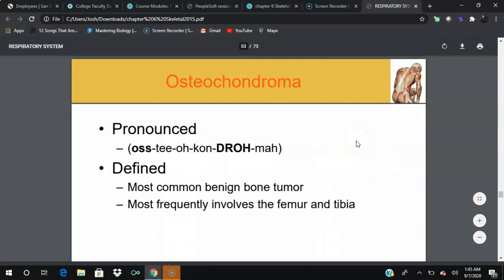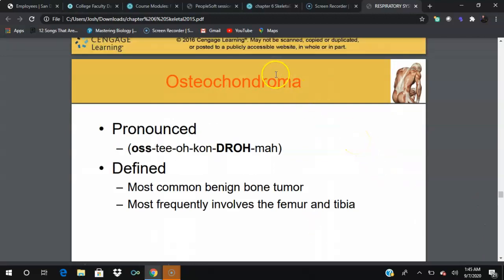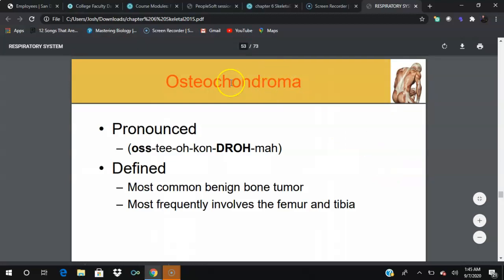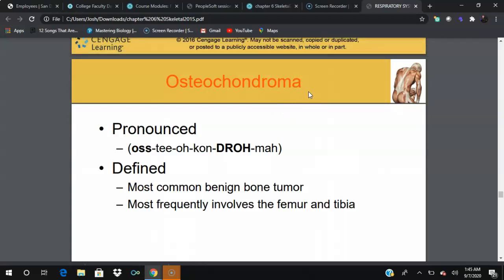We have osteochondroma. If we break this word apart, oma means tumor, osteo means bone, chondro refers to cartilage. So this is a benign tumor that can occur in the bone, and it is the most common one. The femur and the tibia are the most frequent areas, although there are a few other areas that it can affect.